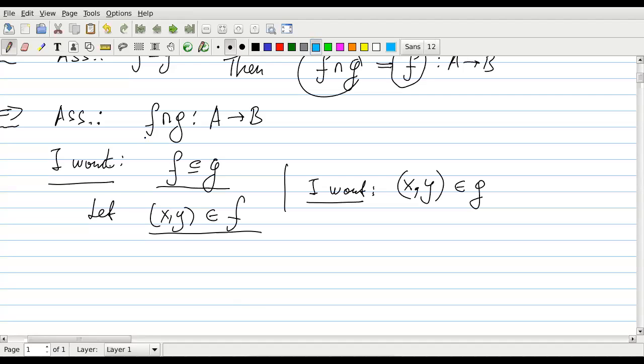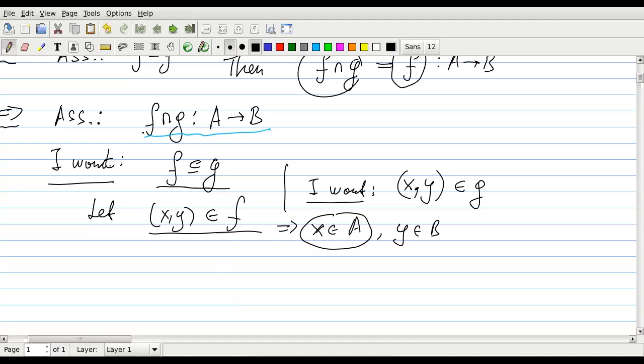How is it possible to exploit this assumption? I mean, x belongs to A and y belongs to B. Of course, x belongs to A, and also y belongs to B. x belongs to A, and what can we derive from this fact?